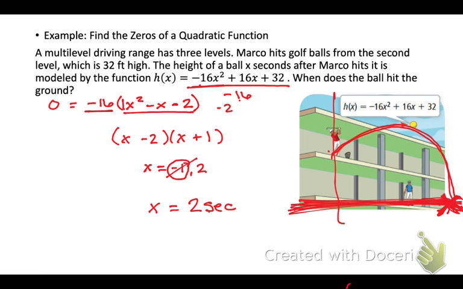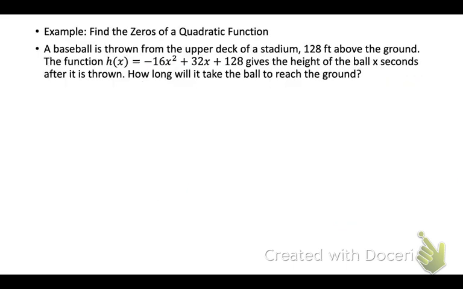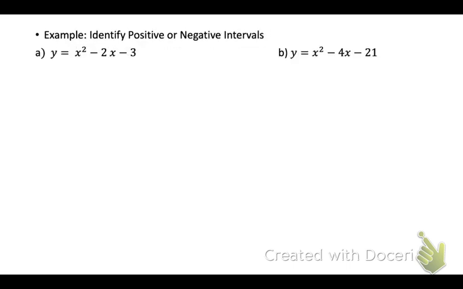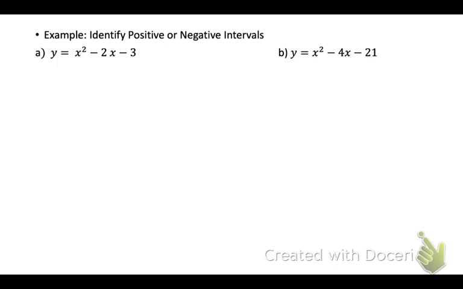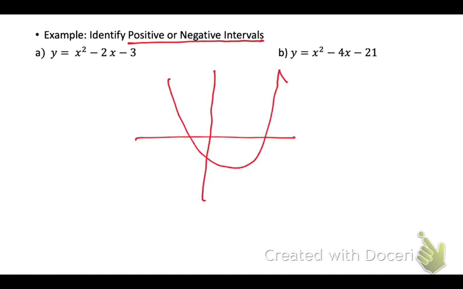The last thing we're going to do is intervals of positive and negative. Before I do this, disregard those problems real quick. I'm going to draw a graph. Here's a graph. Draw this, if you want to. So you understand what positive and negative means, because we've done this before. Okay, so we have an x-intercept here and an x-intercept here.